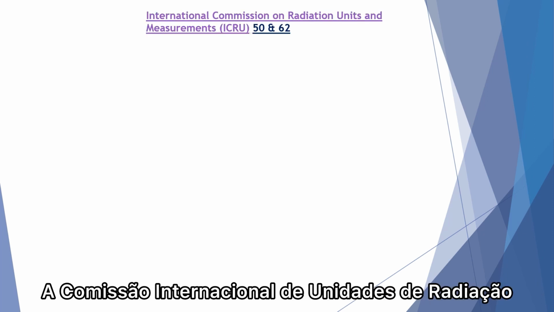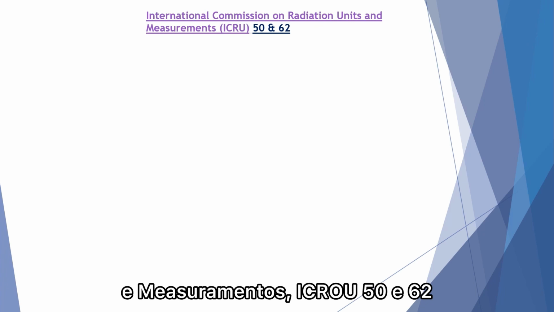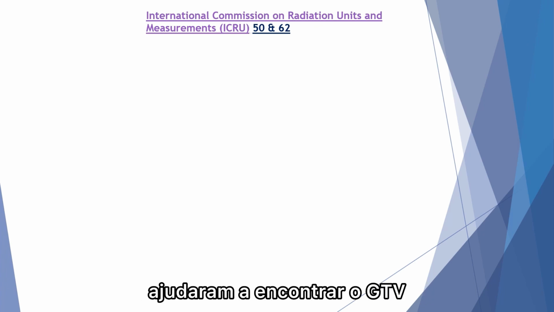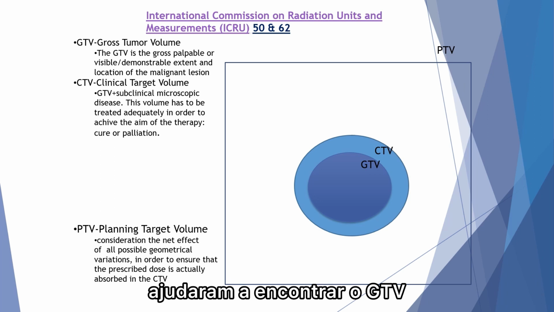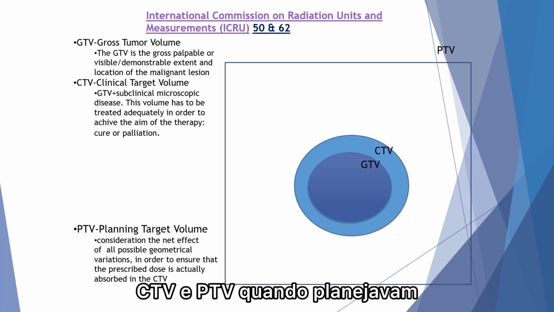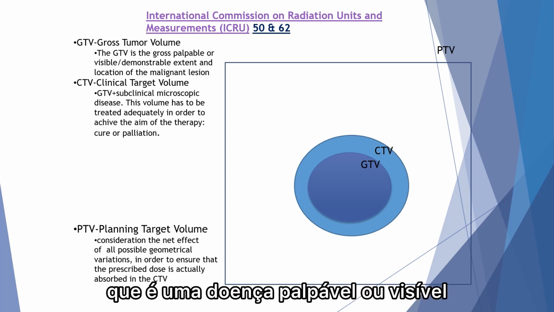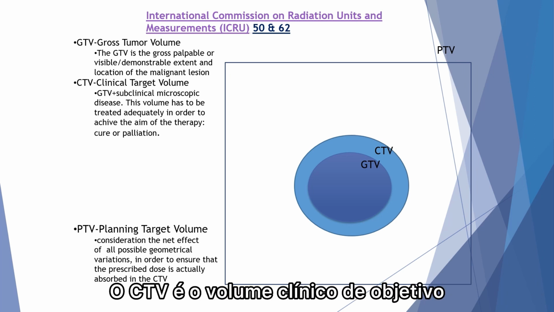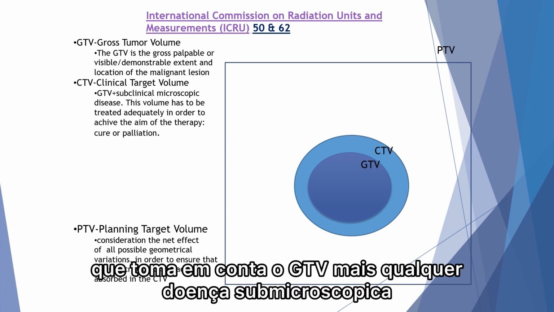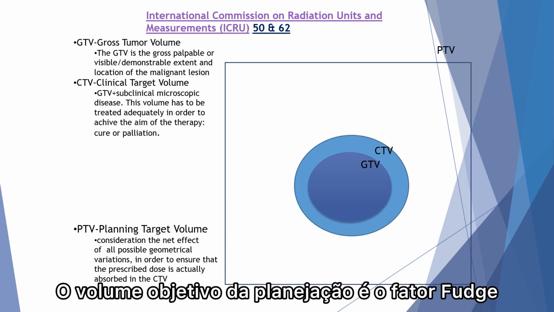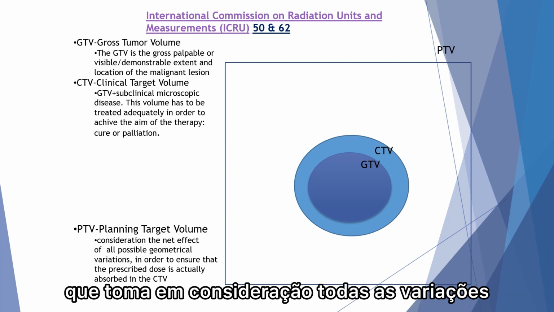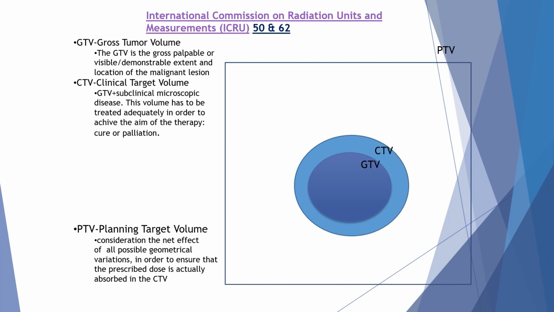The International Commission on Radiation Units and Measurements, ICRU 50 and 62, help define the GTV, CTV, and PTV when planning. The GTV is the gross tumor volume, which is the gross palpable or visible disease. The CTV is the clinical target volume, which takes into account the GTV plus any submicroscopic disease. The planning target volume is the fudge factor that takes into consideration the variations when treating the patient on the table.